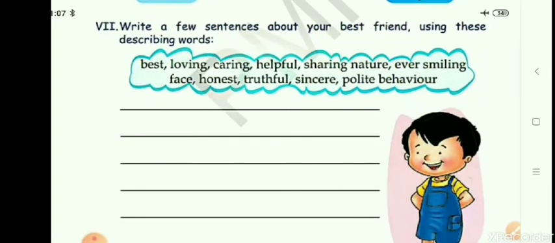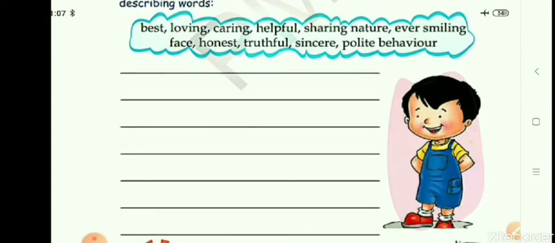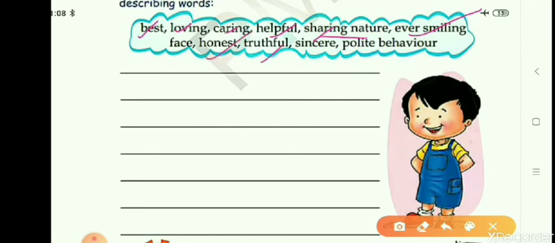Write a few sentences about your best friend using these describing words. Now children, this you have to do yourself. I'll guide you. I'll give you a hint and you have to write a few sentences about your best friend using the words given in the cloud. The words given are best, loving, caring, helpful, sharing nature, ever smiling face, honest, truthful, sincere, polite behavior.